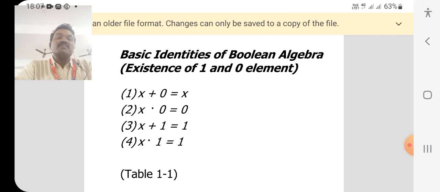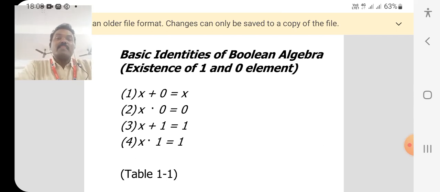Then next one, AND operation. x dot 0 is equal to 0. In the x variable, I am giving either 0 or 1. Initially, I am giving 0. 0 dot 0 is equal to 0 and 1 dot 0 is equal to 0. So for input value 0 or 1, we get output value 0 only.